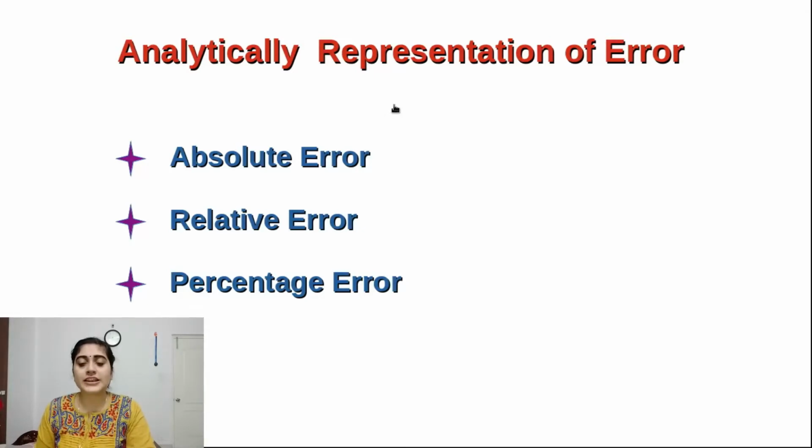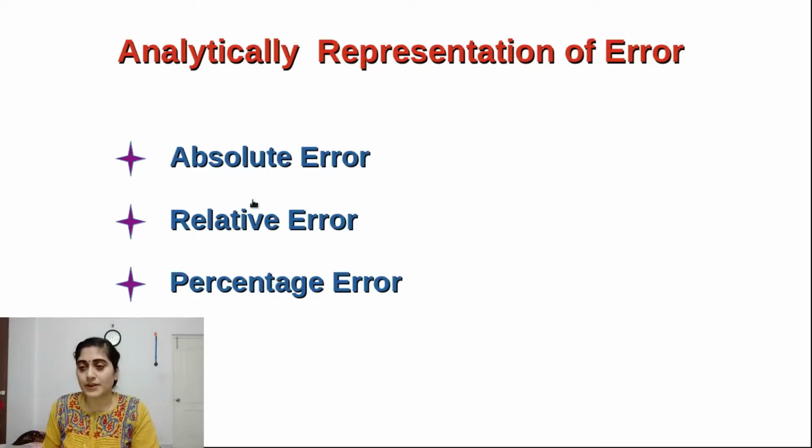There are three types we can present mathematically: absolute error, relative error and percentage error. Before going into how to calculate that, how we can represent that mathematically, we just want to know what absolute error, relative error and percentage error mean. Generally, whenever you are going into an industry, a working area, at that time we represent the error in a percentage way or in a relative way.